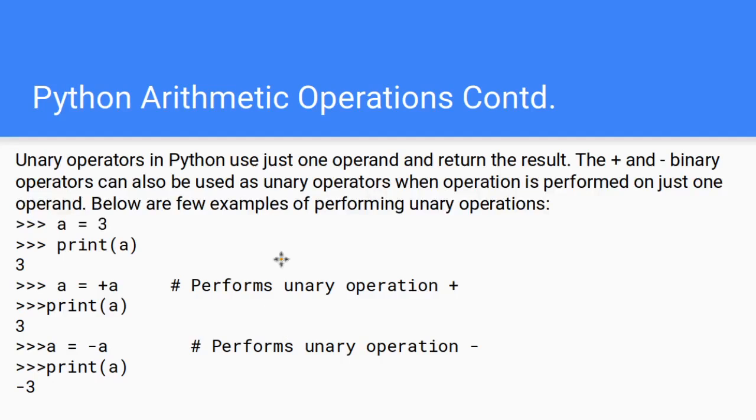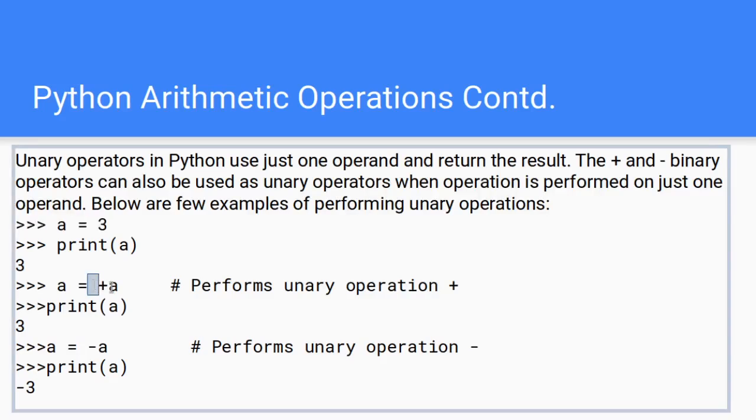Unary operators in Python take just one operand and return a result. So the plus and minus binary operators can also be used as unary operators when the operation is performed on just one operand. So if we have a equals 3, then instead of 2 plus a, there's nothing here. So this plus is a unary operator, as this minus is also a unary operator.